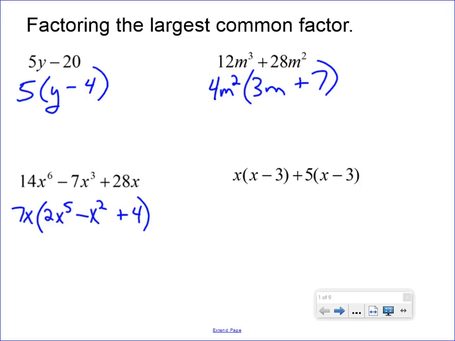Okay, and again, you can always think about it as redistributing. If you redistributed, you would get the expression that we had started with.